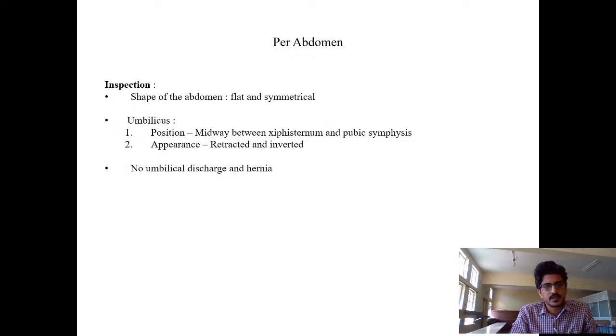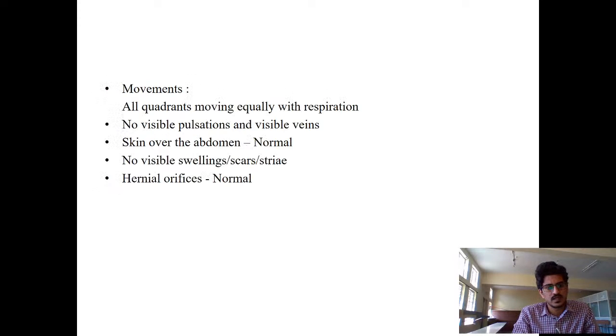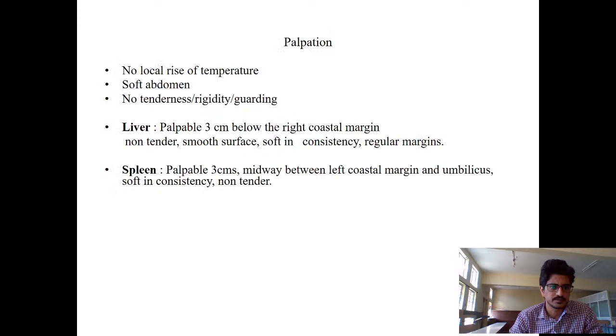So per abdomen. Based on inspection, what is the shape of the abdomen? Flat and symmetrical, umbilicus central in position, appearance normal, there are no discharges. Movements: all quadrants are moving equally with respiration, no visible pulsations, no visible peristalsis, skin over the abdomen is normal, there are no scars and striae, hernial orifices are normal.